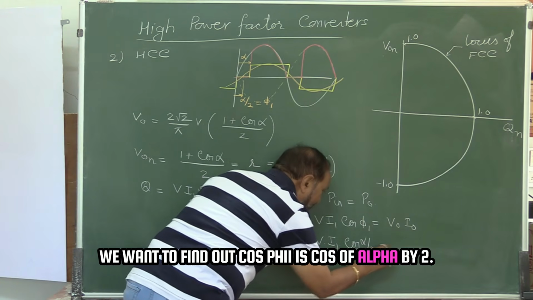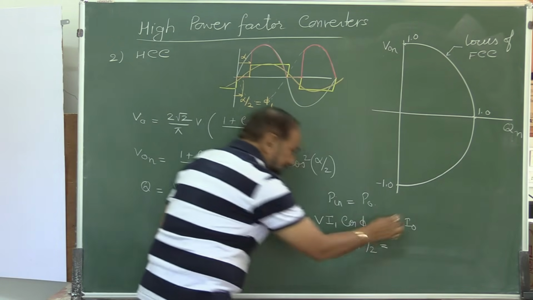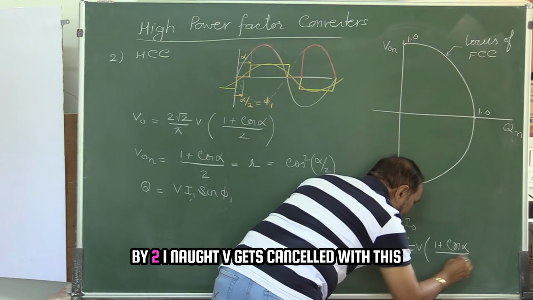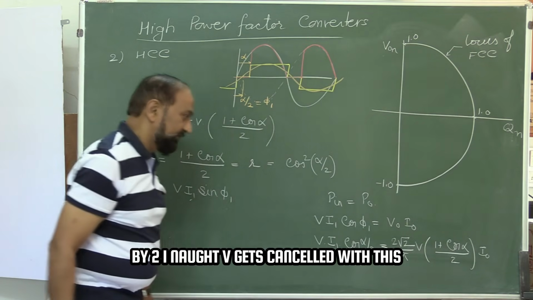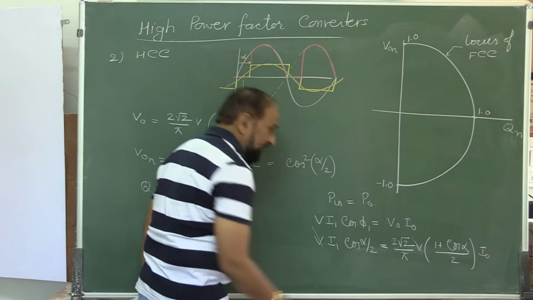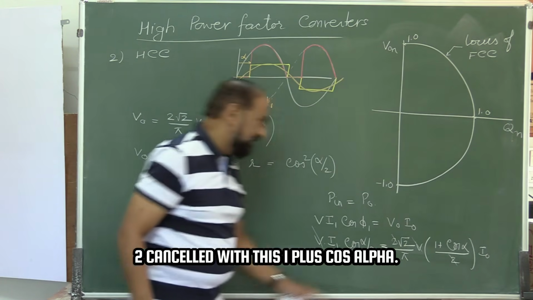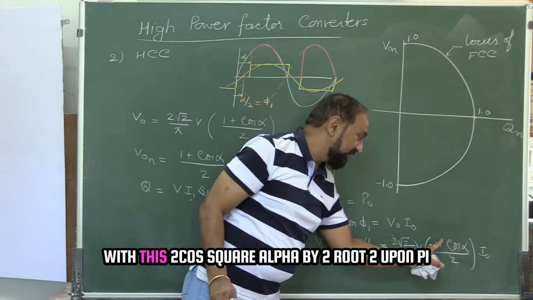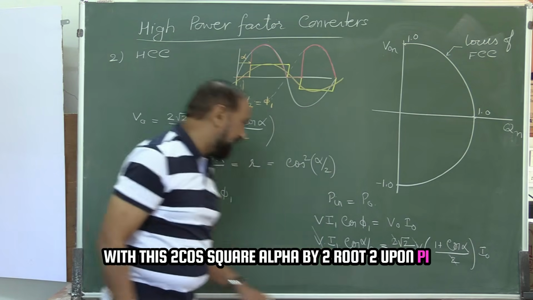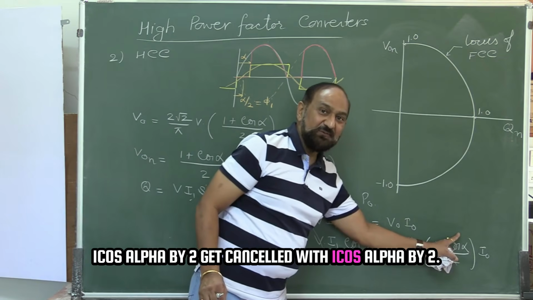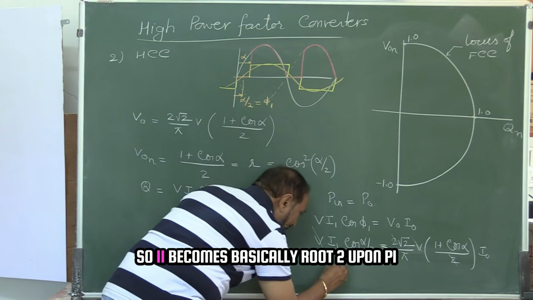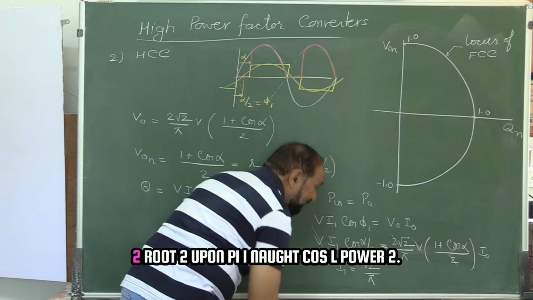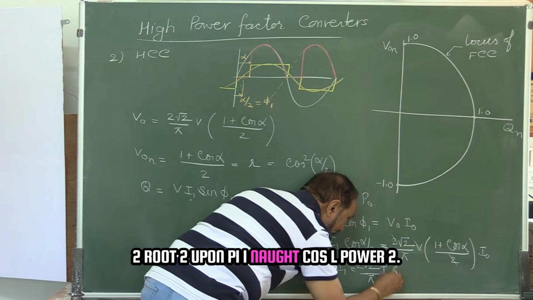Cos phi 1 is cos of alpha by 2. This is 2 root 2 upon pi V (1 plus cos alpha)/2 I0. V gets cancelled with this, 2 cancelled with this. 1 plus cos alpha is 2 cos square alpha by 2 minus 1, 1 gets cancelled with this, 2 cos square alpha by 2, root 2 upon pi, 1 cos alpha by 2 get cancelled with 1 cos alpha by 2. So I1 becomes basically 2 root 2 upon pi I0 cos alpha by 2.